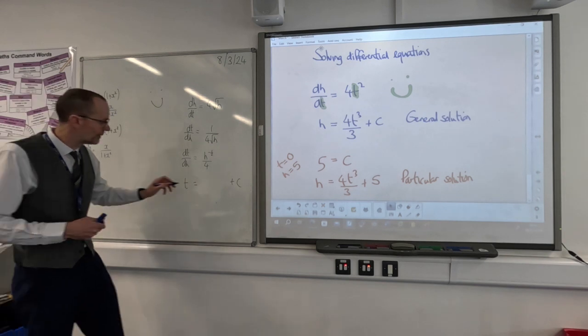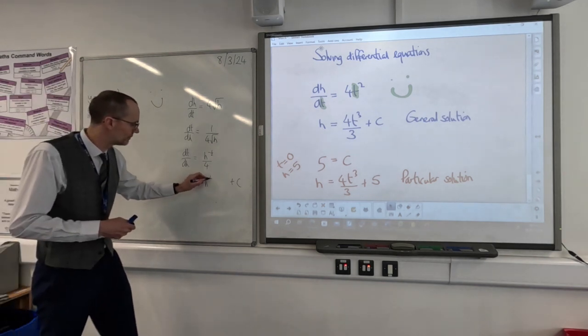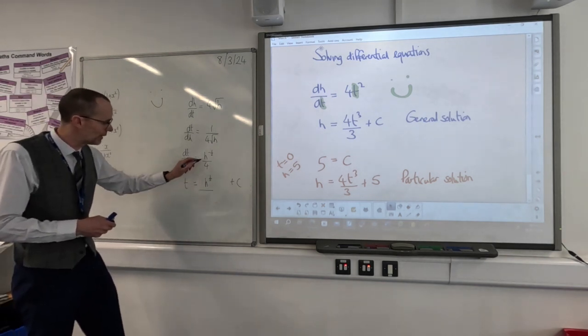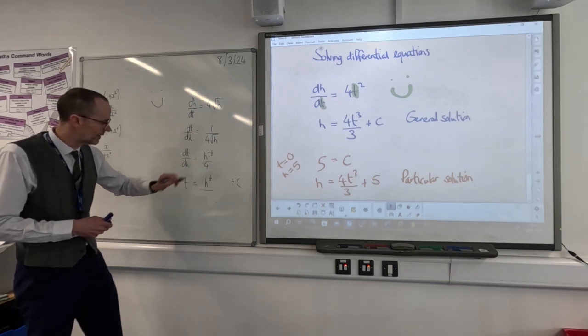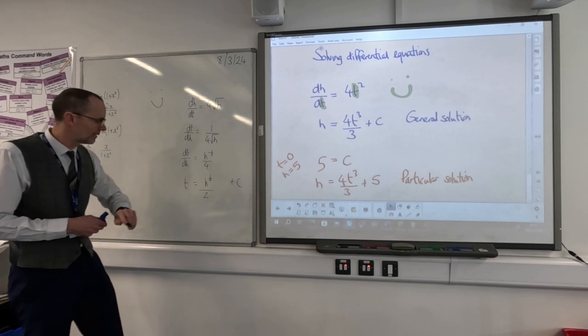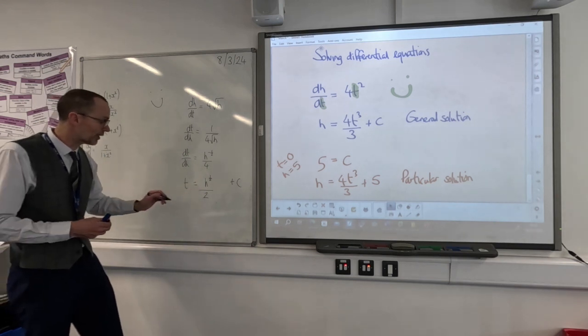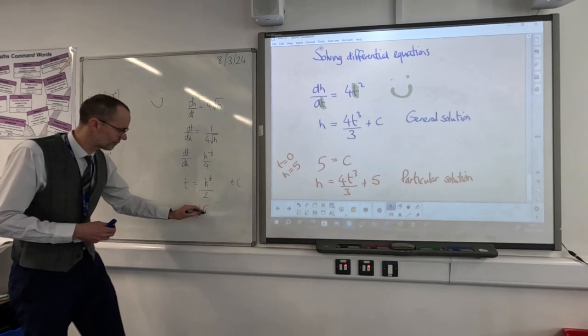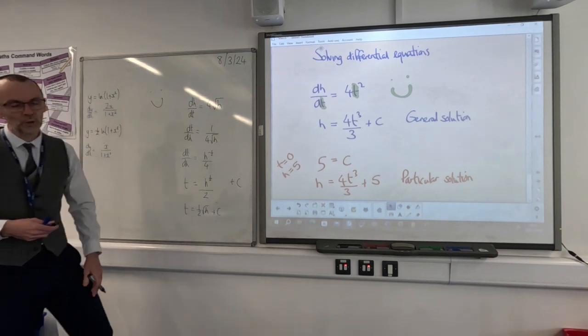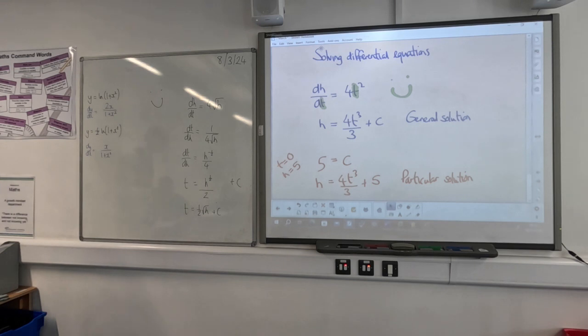So I'm going to increase the power, divide by the new power. I'm already dividing by 4, so I'm dividing by a half times 4. So that's that, which I could write as root h over 2, or, you know.